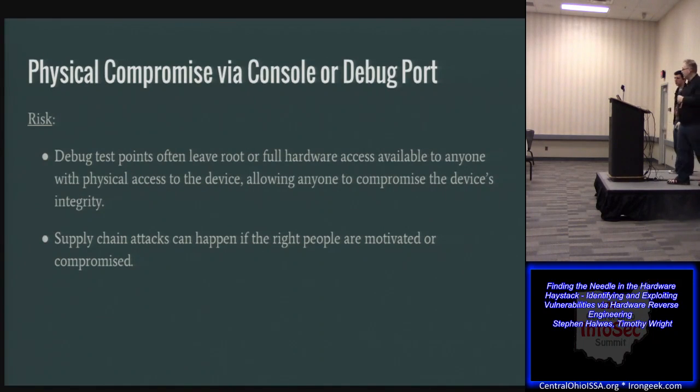Physical compromise via the console or debug interface. Again, this is somebody popping the hood off. They have physical access to the device, connecting into those ports, making modifications to the operating system running on the device. This is something where we feel if it was somebody who was in the supply chain, they could compromise the supply chain, put malicious code on the device if they were motivated to do so, or even if somebody got into a physical site and modified the device.